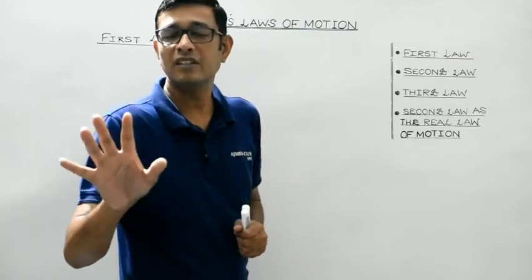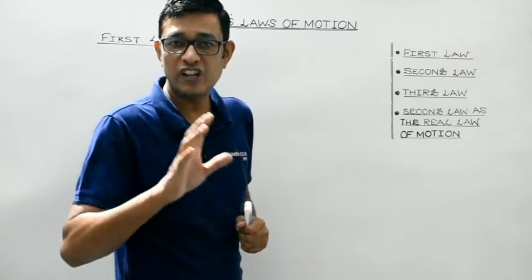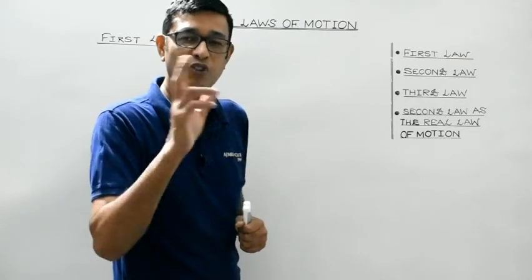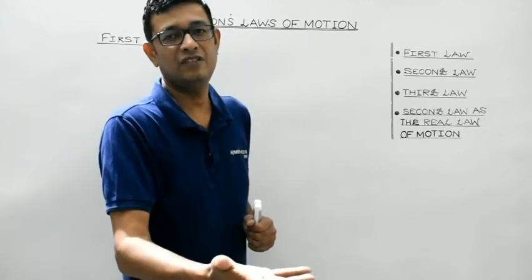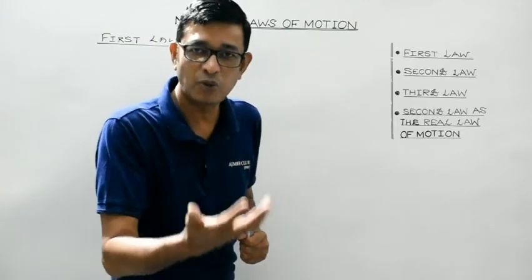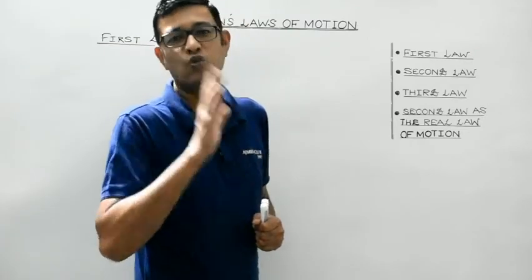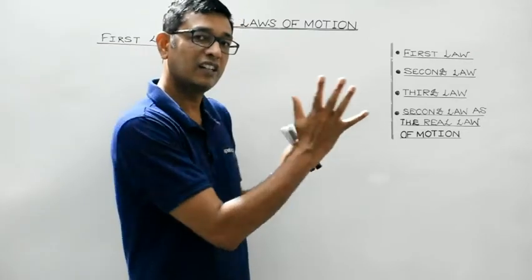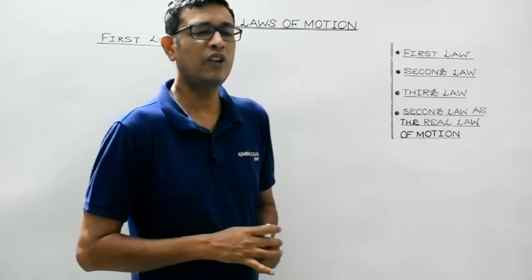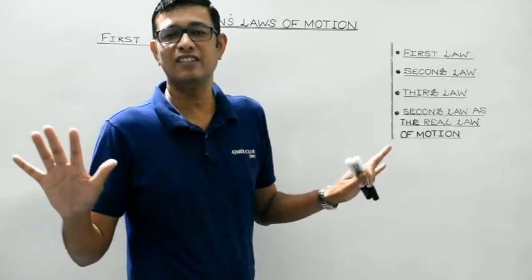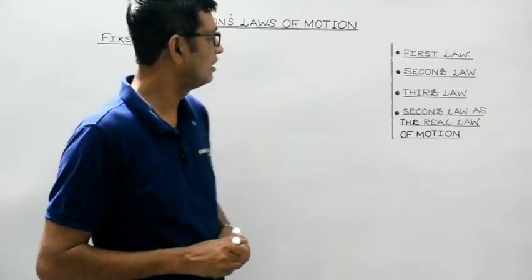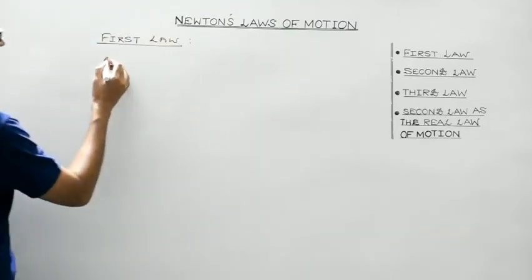So nobody in this universe can change its state of rest or of uniform motion by itself. In order to change the state of a body, some external unbalanced force is required. So that was regarding Newton's first law, which we have discussed in detail in the previous lecture, right? Then comes the second law.